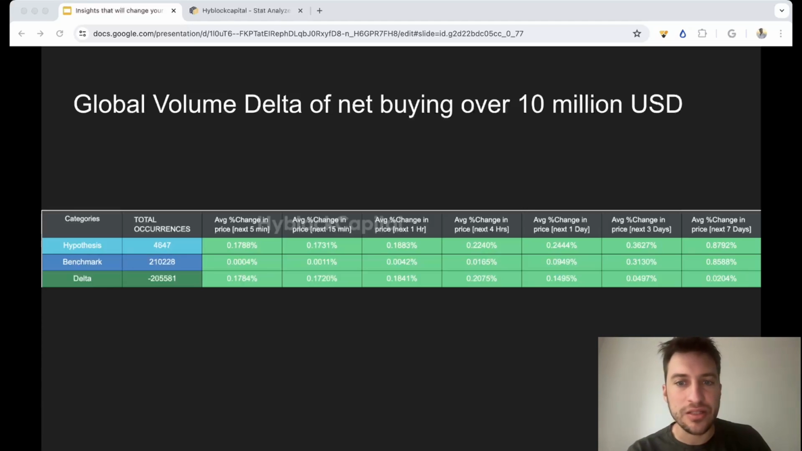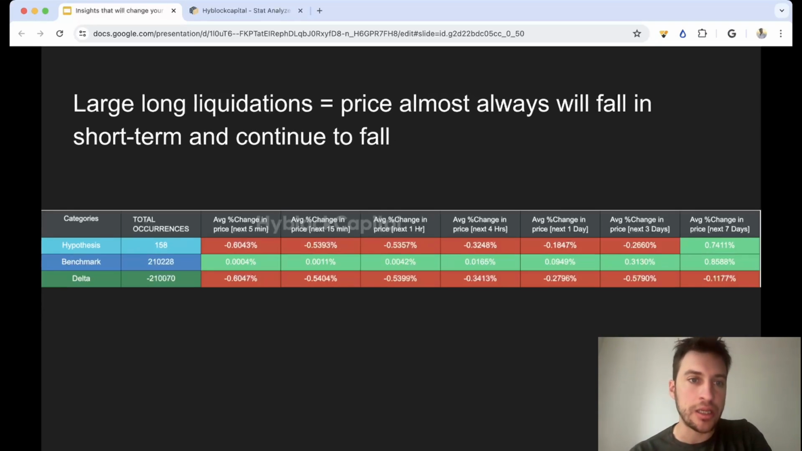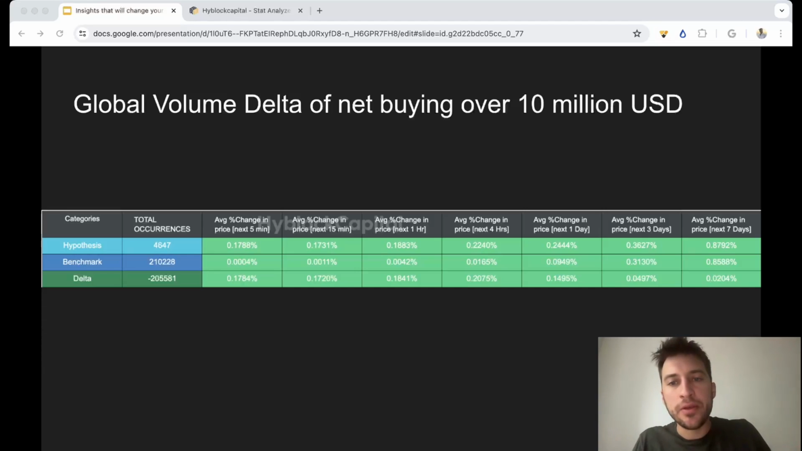A lot of the time, these large buys, these large liquidations of shorts that are also large buys, price just goes up. That's it. Price just continues to go up. Like you can see when a lot of shorts are liquidated and there's a lot of net buying, price will just continue to rise. And that is the best indicator across any indicator, any statistical significance. This is the best indicator.